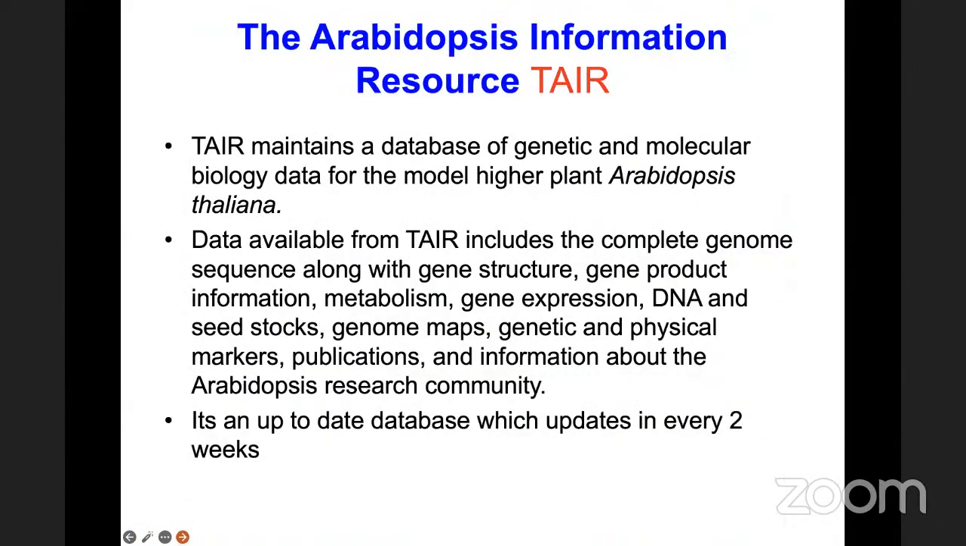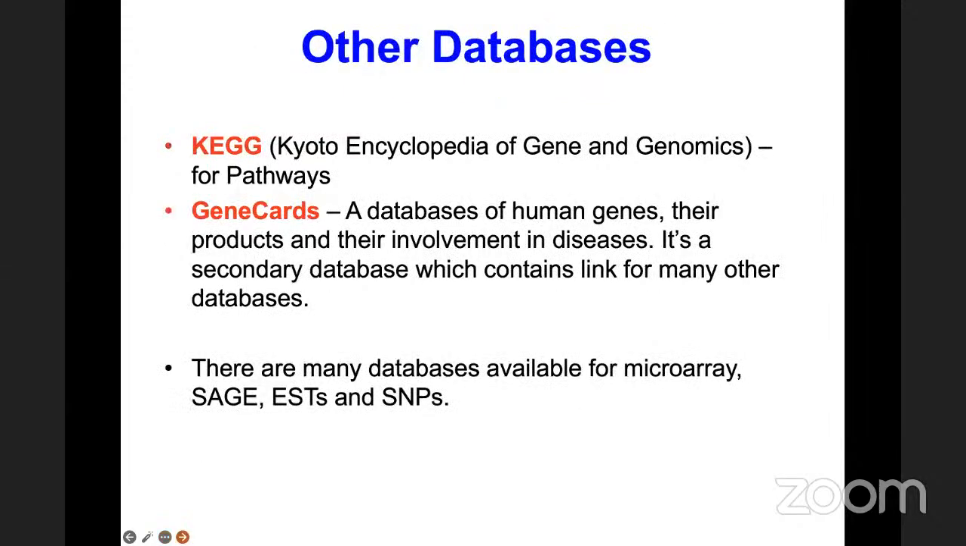So for the plants, especially, there is a database called TAIR, the Arabidopsis thaliana Information Resource. It is the first plant which got sequenced, and it is widely used as a reference model plant for higher plants. There are other databases called KEGG and GenCart.